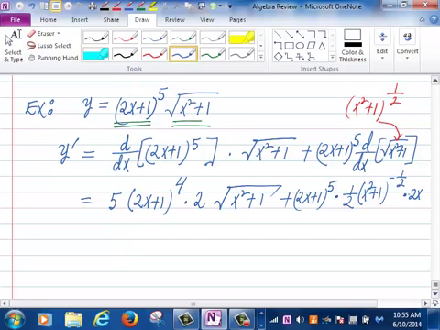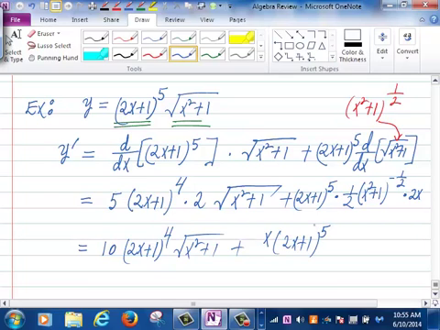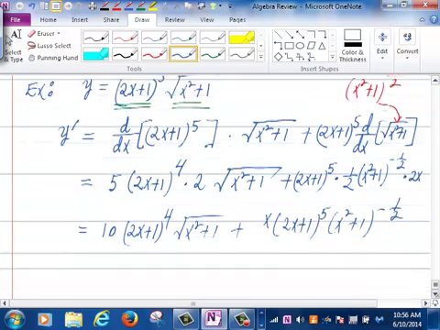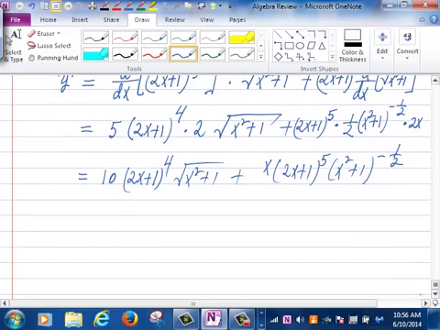Alright, so if you want to simplify a little bit, you could. This is 10 (2x plus 1) to the 4 root of x squared plus 1, plus, this would be, 2 cancels out. Notice that what I am getting is x times (2x plus 1) to the 5 times (x squared plus 1) to the negative half. Okay, you don't have to simplify anymore, but I am going to show you how, if you have to simplify this, how would you simplify this?